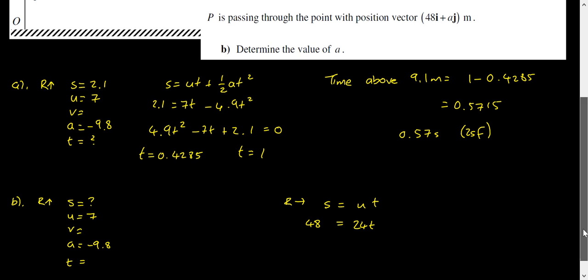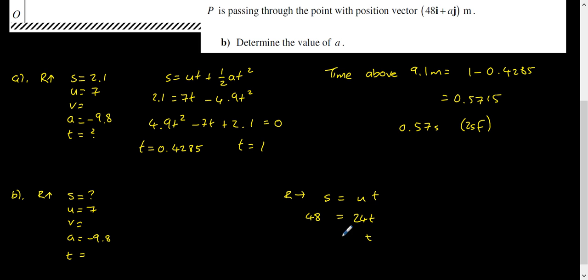And that will allow us to calculate time. So 2 seconds after the projectile is projected, it's in this location. So now we know that t equals 2. So let's use s equals ut plus half at squared. So s is 7 multiplied by 2 minus 4.9 multiplied by 2 squared.